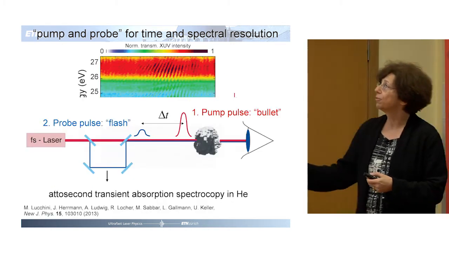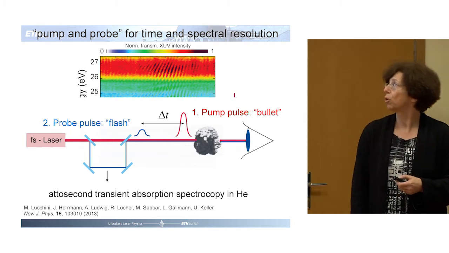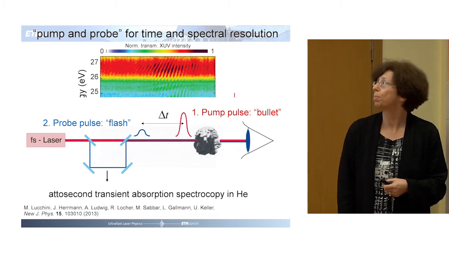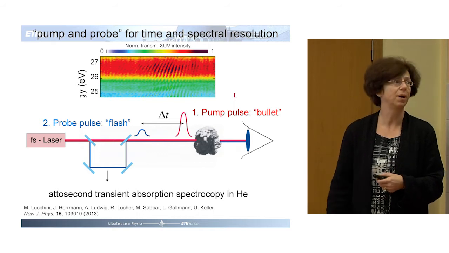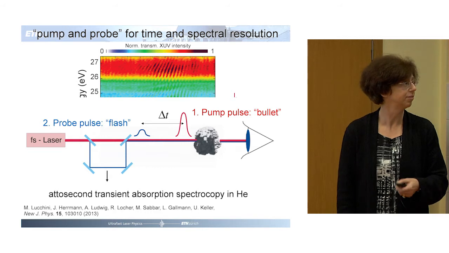So this here, for example, is a transient absorption spectroscopy. So the probe pulse measured the transient absorption, because when you have electrons in the conduction band, they of course affect the absorption because they occupy states. It's like band filling.